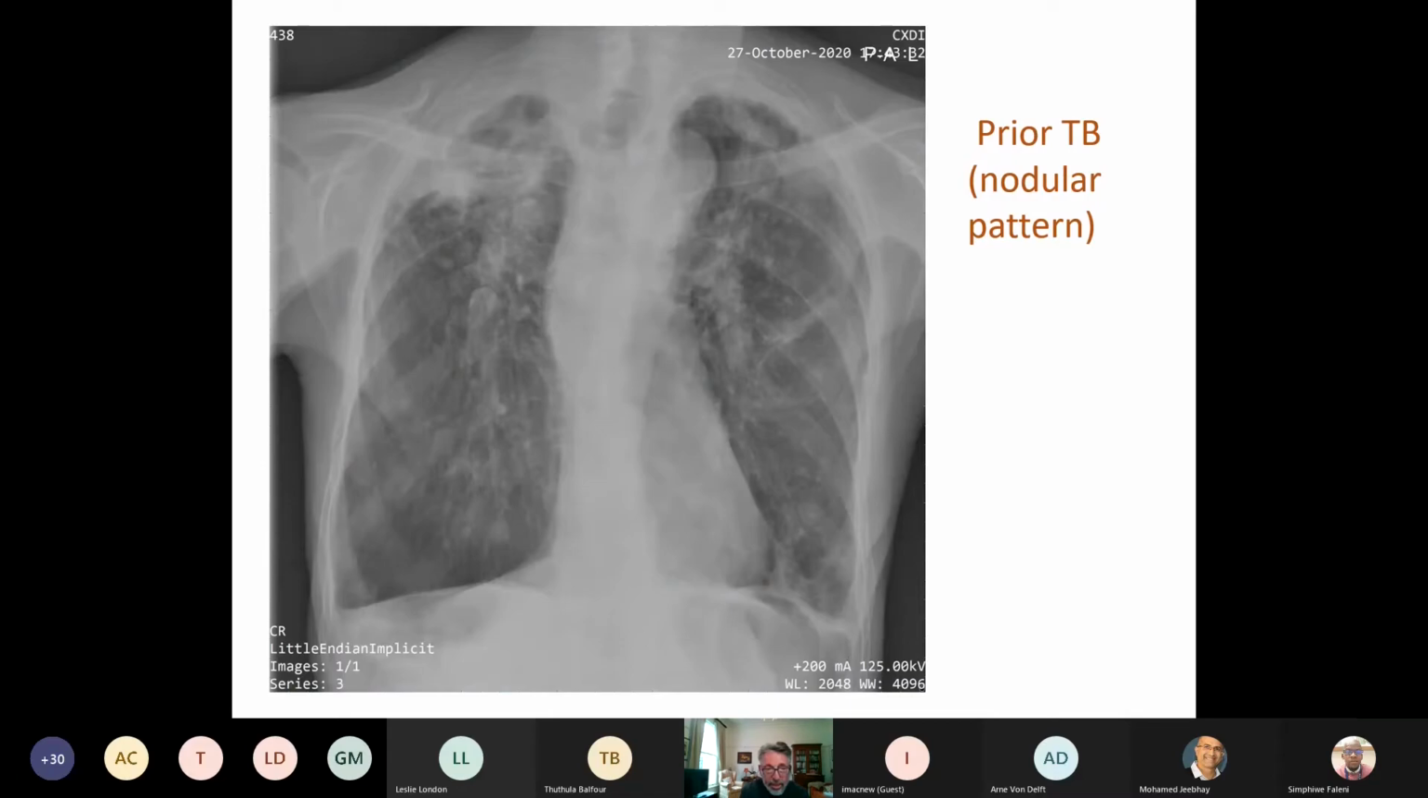This is old tuberculosis, and in fact it too presents a pattern of scarring in both lungs, mainly in the upper zones, with rounded opacities of different sizes.